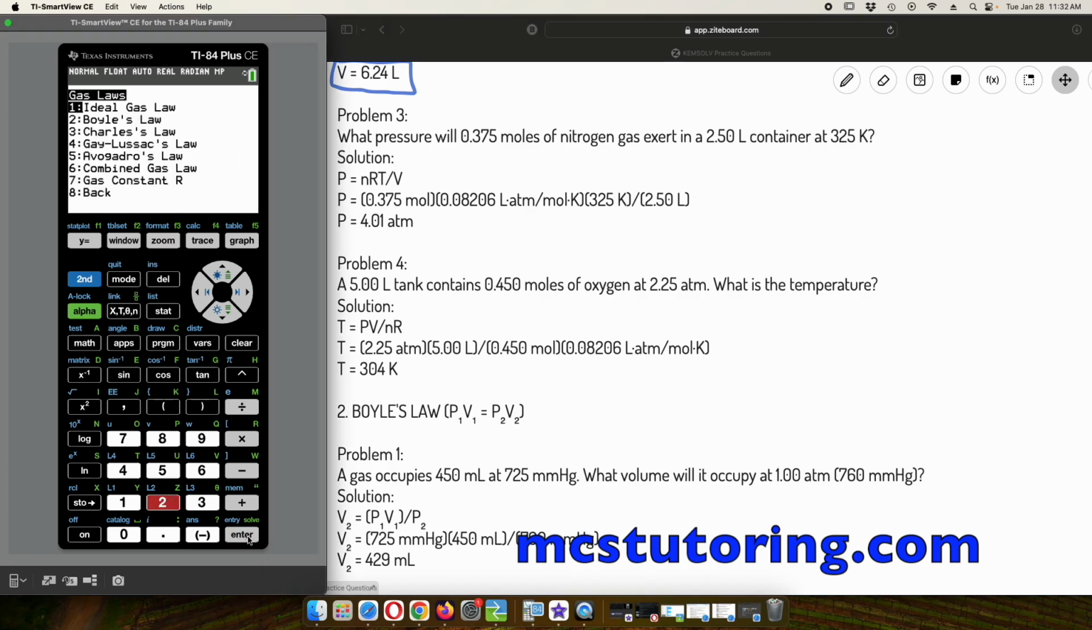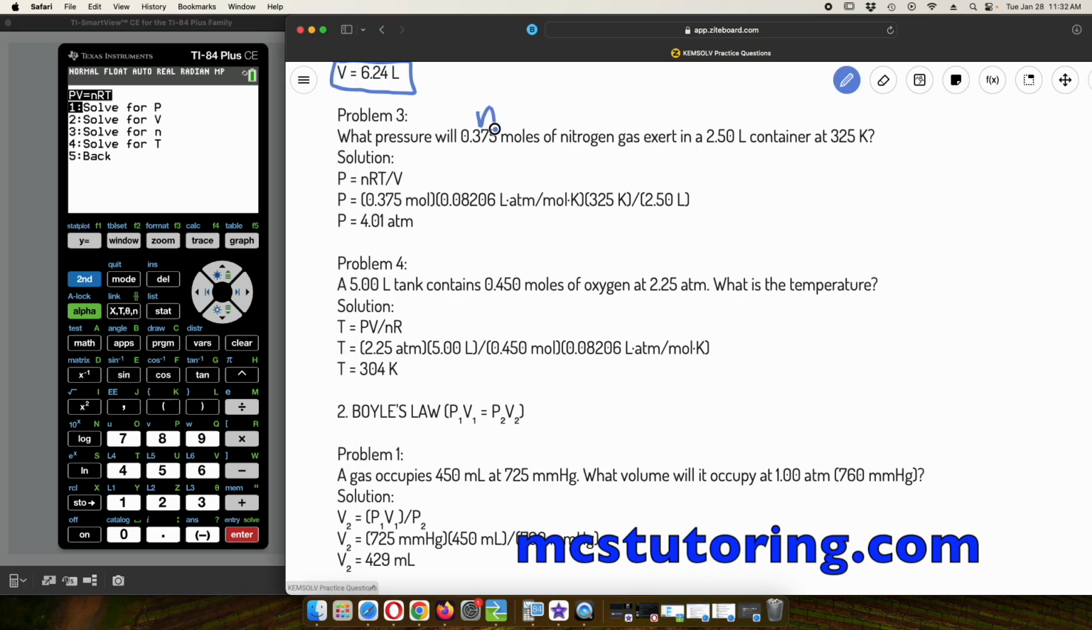Okay, last ideal gas law question here, or maybe the second to last, the penultimate question. So how many moles? We've got N here, 0.375. This is the volume, 2.50 liters, and this is the temperature. So we've got liters, moles, temperature, and then what pressure? We're solving for P.